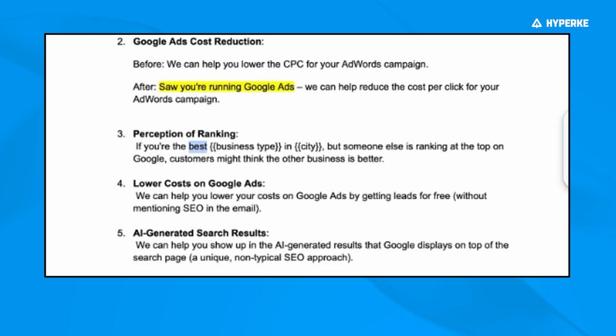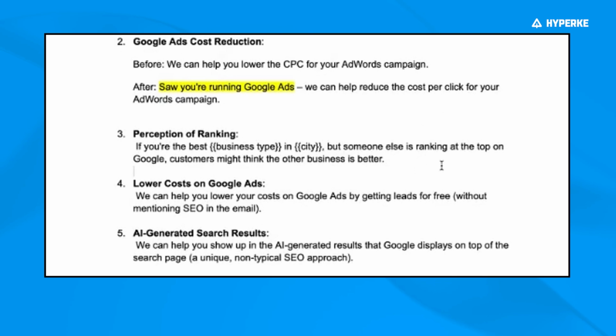So it goes something like this. Let's say we're targeting roofers. If you're the best roofing company in Miami, but someone else is ranking at the top on Google, your customers might think the other business is better. So this is the angle we're trying to play on. So you say, let us help you get to the top of Google. Make sure you claim the spot you deserve.